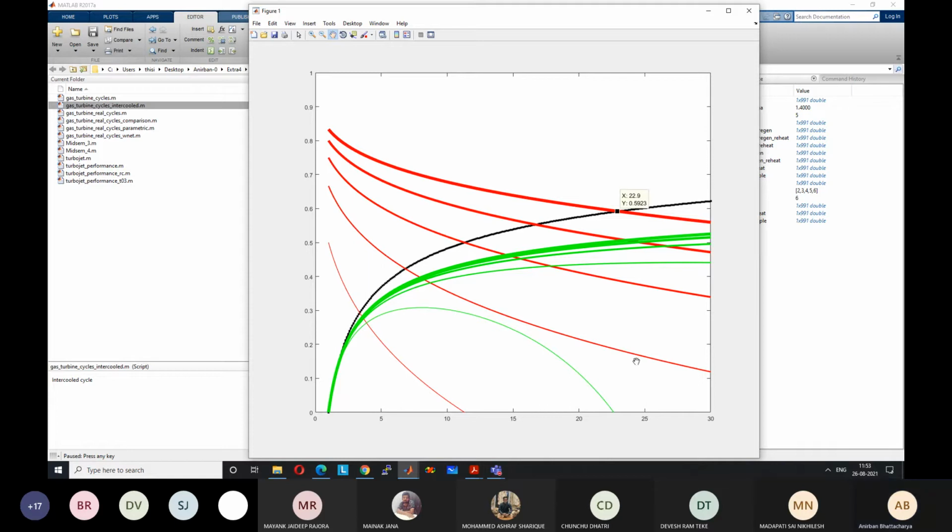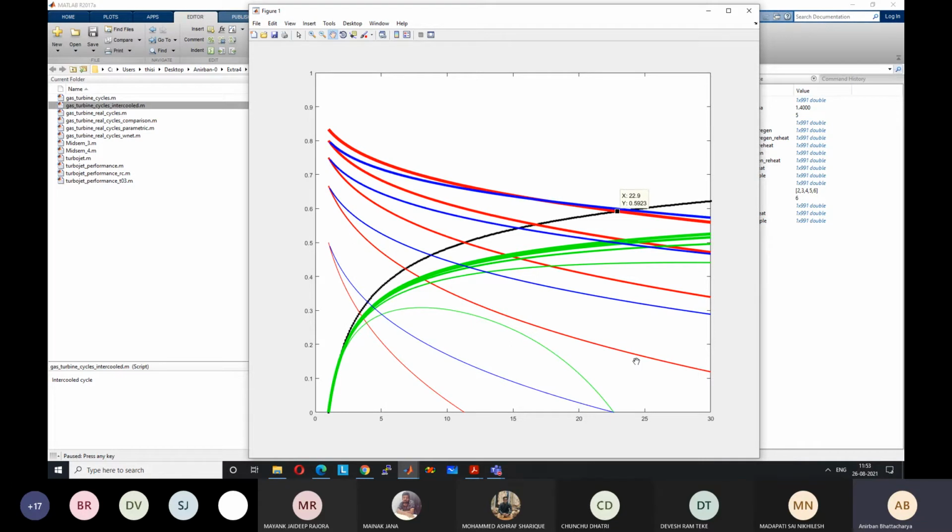Then the blue lines. So T equal to 2, T equal to 3, 4, 5, and 6. These blue lines are the Brayton cycle with reheat and regeneration. We know that the efficiency will be high. Why were the efficiencies high?